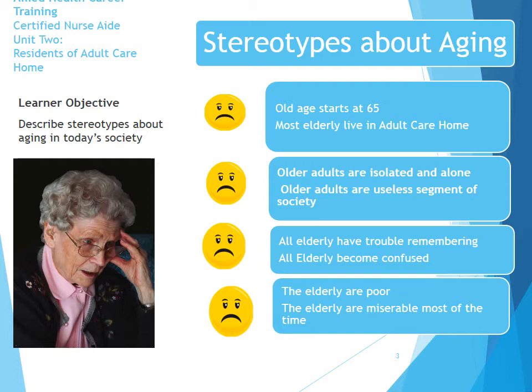How about that elderly people are miserable most of the time? Like this poor lady in the picture. She looks kind of lost, confused, didn't look very happy. That is also not a good stereotype to have. I know that we will run into elderly people that are miserable, but it's our job to help them figure out what it is we can do to help make them not miserable. So just kind of keep that in mind, that not everybody is miserable most of the time, and that you might have elderly people that have a very full life and they're very happy with the way that they are.